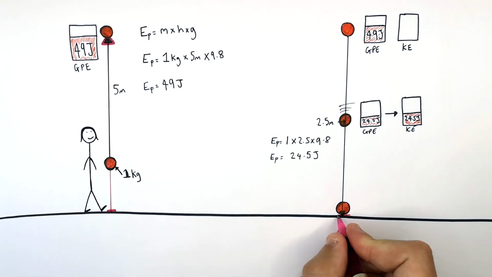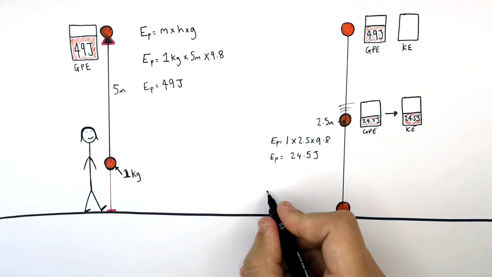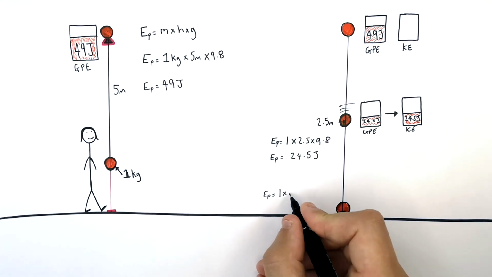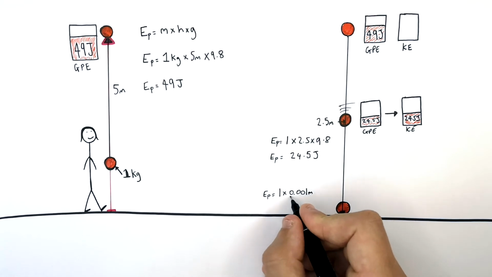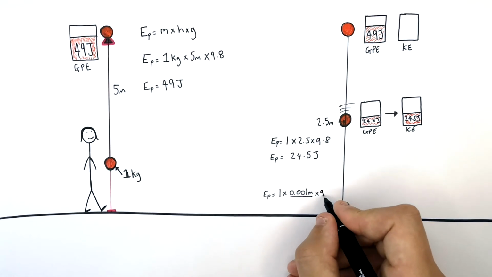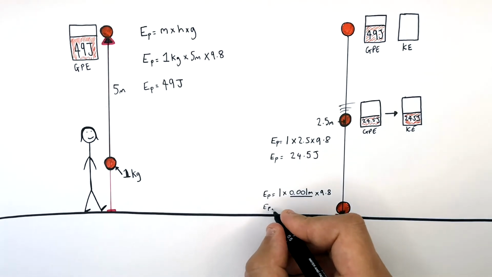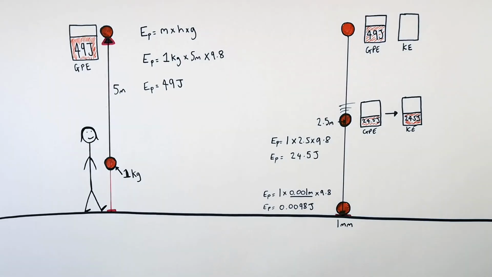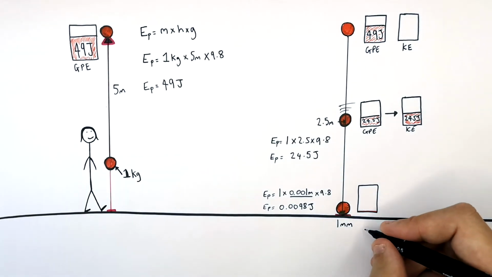So the ball is now 1 millimeter above the ground. Let's now calculate the gravitational potential energy stored in the ball. 1 kilogram times, not 1 millimeter, but in meters it's 0.001 meter, times 9.8 newtons per kilogram. So the gravitational potential energy stored in the 1 kilogram ball is 0.0098 joules. So 1 millimeter above the ground, the ball is going to have 1,000th of a joule stored in its gravitational potential energy store.